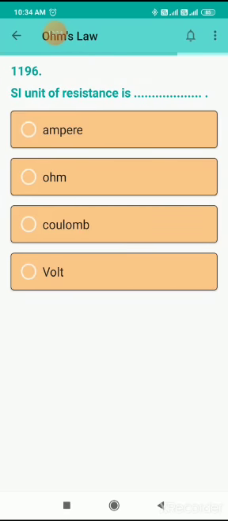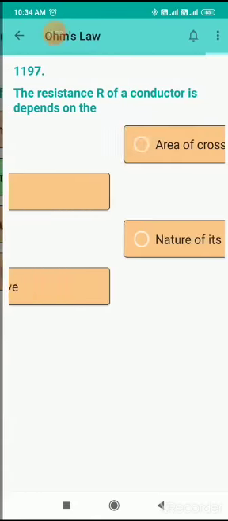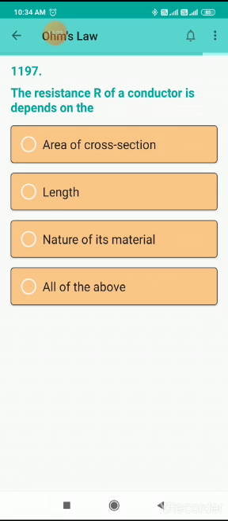Some questions. The SI unit of resistance is what? Ampere, ohm, coulomb, volt. Yes, it is ohm. Next, the resistance R of a conductor depends on the area of cross section, length, nature of material, or all of the above. Obviously, all factors are included. So Ohm's law, I think, is clear.